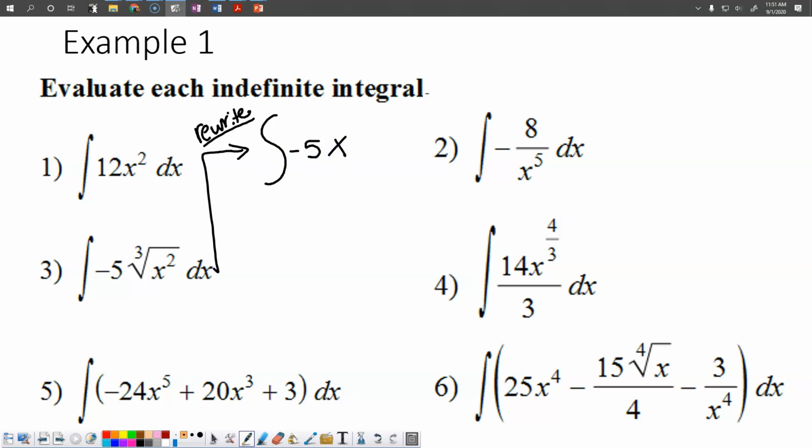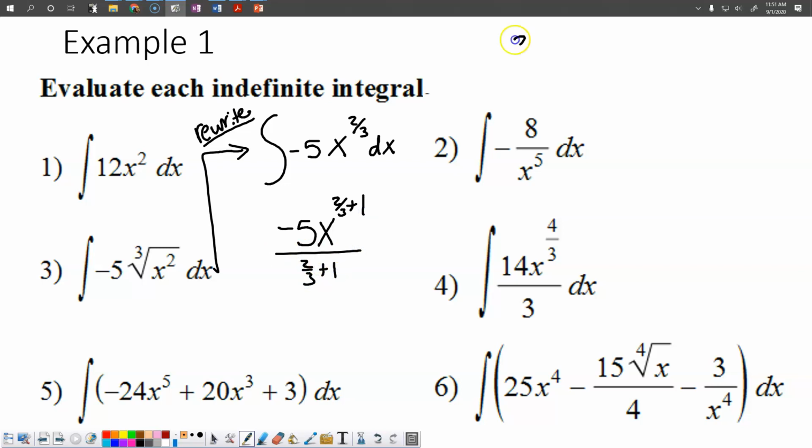The cube root of x squared can be rewritten as x to the 2/3 power. Okay? Now what are we going to do? Okay. Well, we're going to apply the power rule. So what's the power rule? The power rule is we're going to add 1 to the power, and then we're going to divide by that. Now, don't write this yet, because I want to show you guys a shortcut.